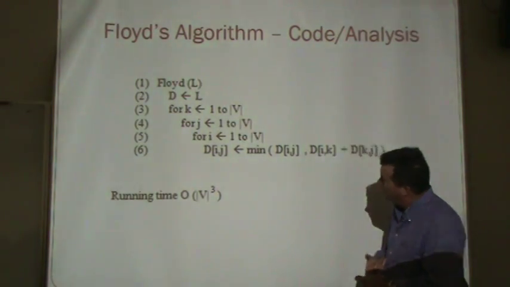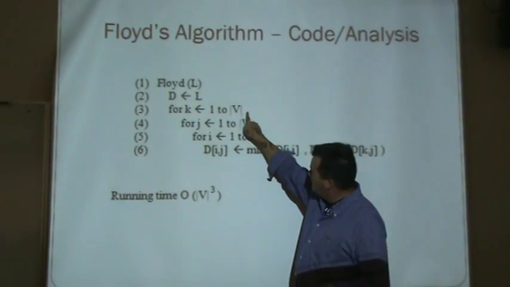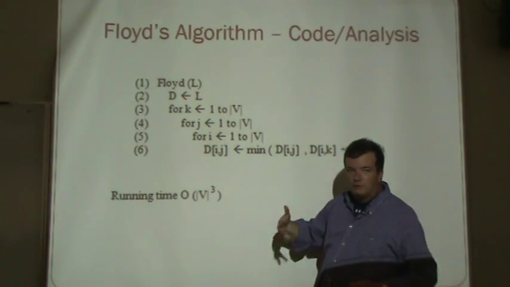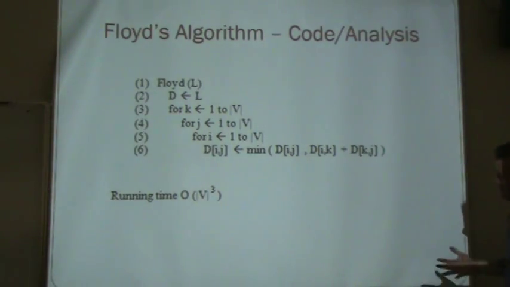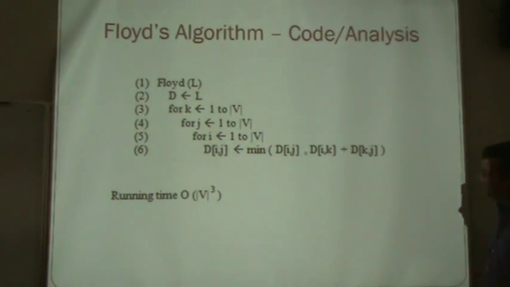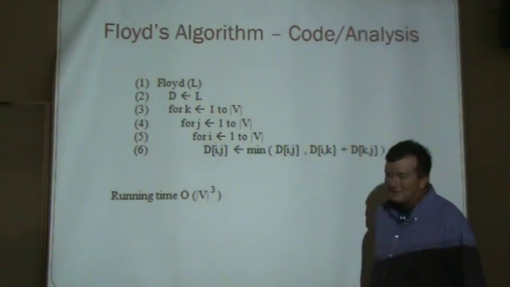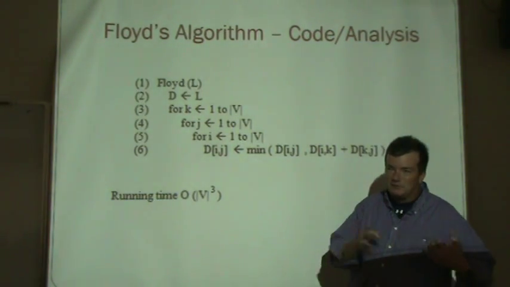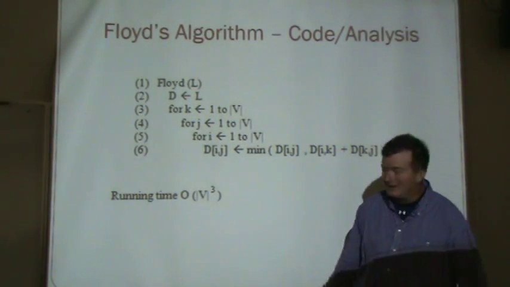I copied this out of our textbook. This should actually be v minus 1. We don't have to do v hops. It should be v minus 1. Well, it starts at 1 though, right? Well, yeah, I guess if the vertices were from 0 to v, then 1 to v or 0 to v minus 1 would be the same thing.